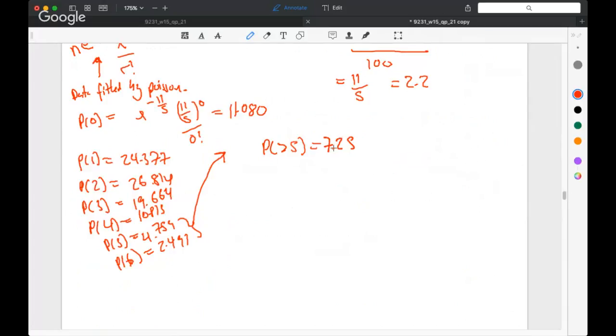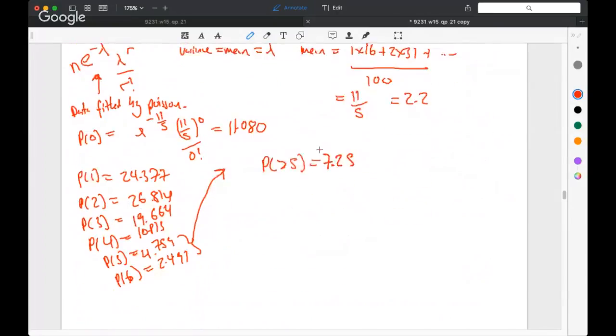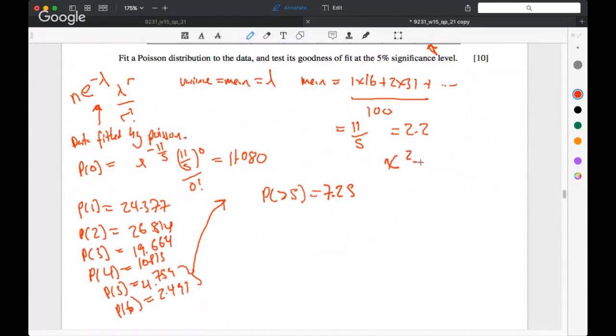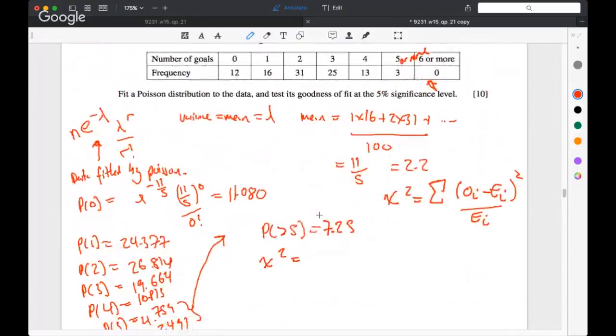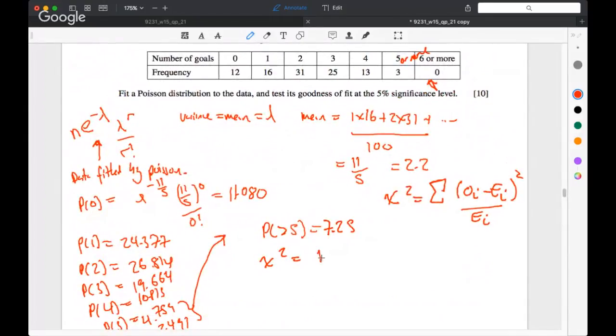Okay, and the next bit to do is do a chi-squared test. So how do we do a chi-squared test? We take the sum of the actual value, which is called O, minus expected value squared, all divided by the expected value. So chi-squared is going to look something like, it's going to be the observed one, and that's why it's an O. So we saw 12 no goals, but we predicted 11.08.